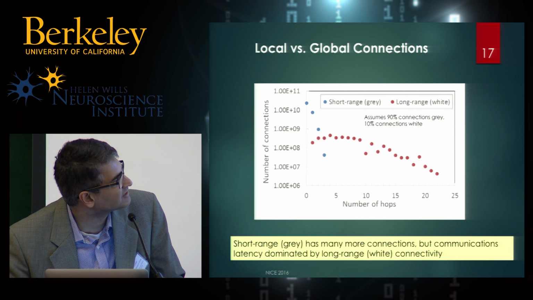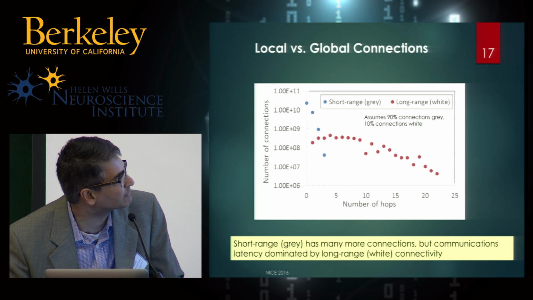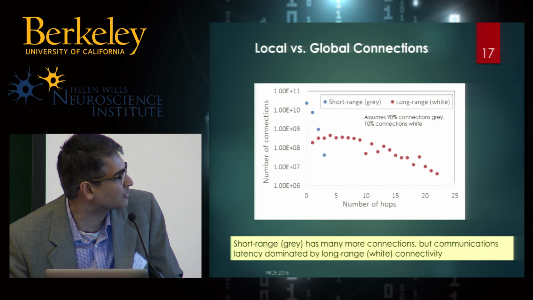However, the latency is really set by the number of hops, and the fact that it still takes about between 20 and 25 hops for the farthest case will set the latency in the system. So we really have to pay attention to this tail, even though the majority of the connections are actually local.